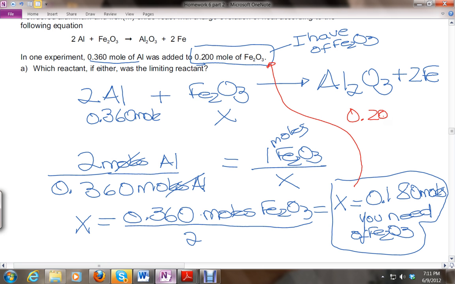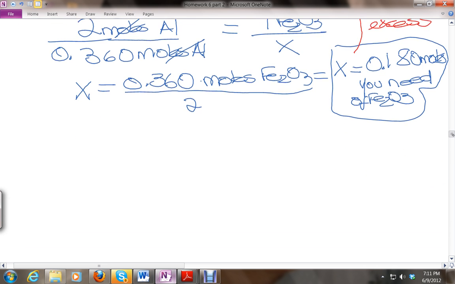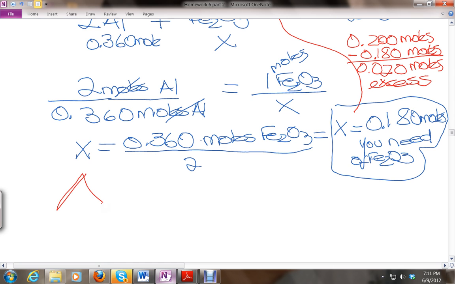So 0.200 moles minus 0.180. You don't need to do that if they're not asking for the excess, but you already know it's going to give you 0.02 moles, and it gives you positive, so that means that this is the excess. So if iron oxide is in excess, which would be the limiting reagent? Aluminum, the limiting reactant. Okay, let's go to the next question.